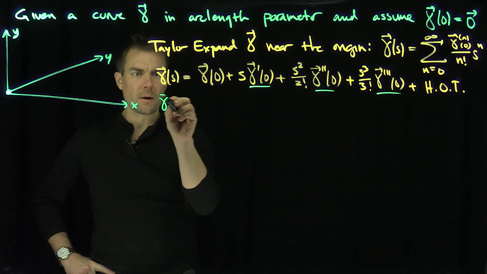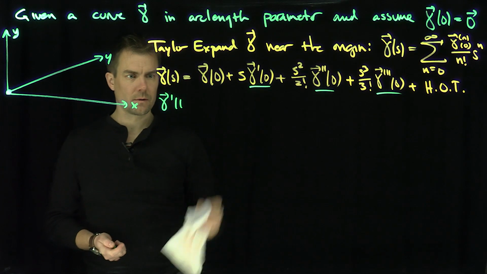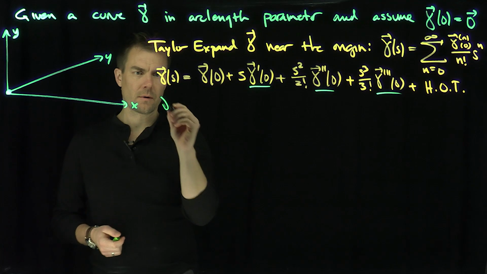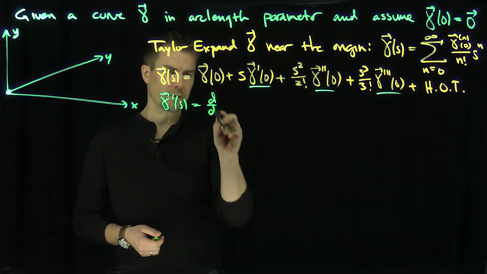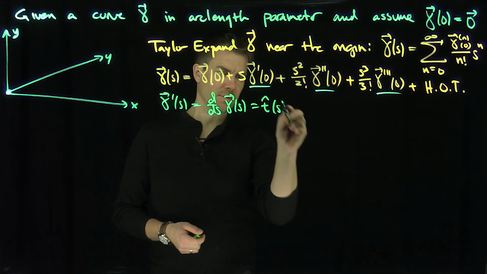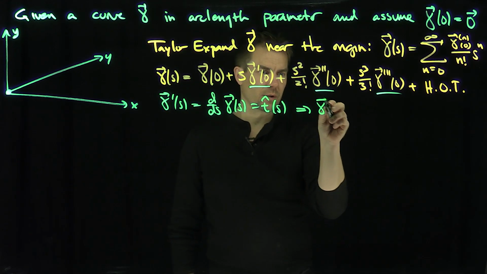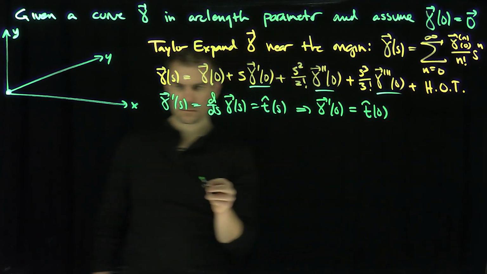So what's gamma prime of s? Gamma prime of s is just d by ds of gamma of s, which is just t hat of s. And so gamma prime of 0 is just the tangent vector at 0. So gamma prime of 0 is just the unit tangent vector at 0.